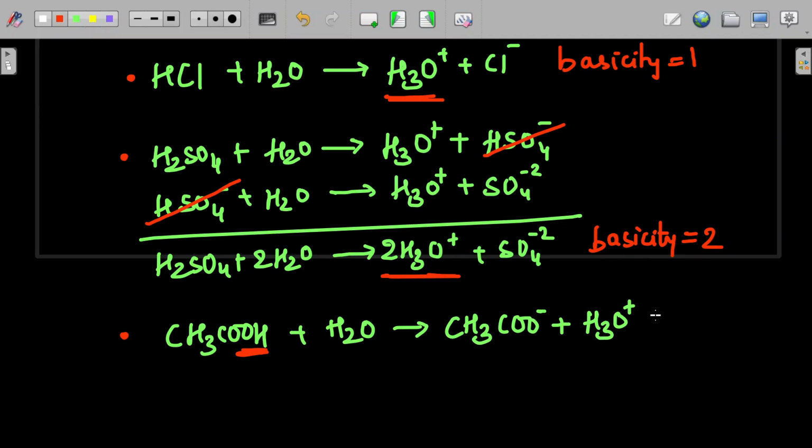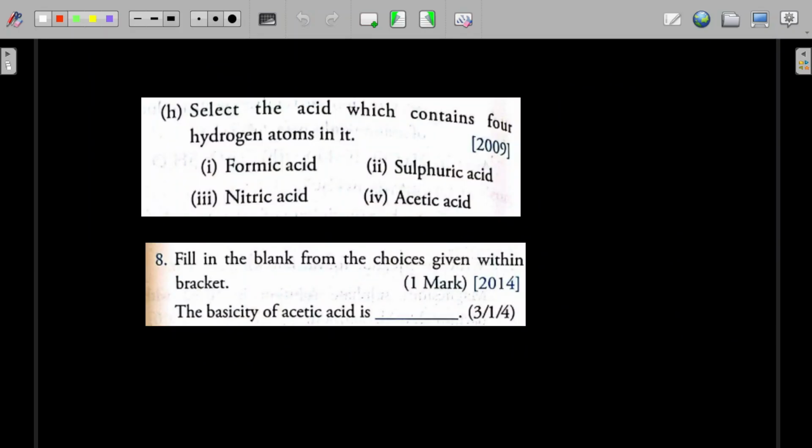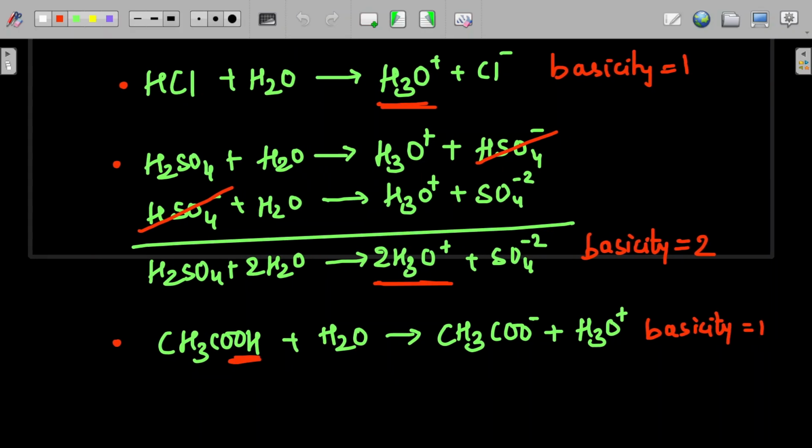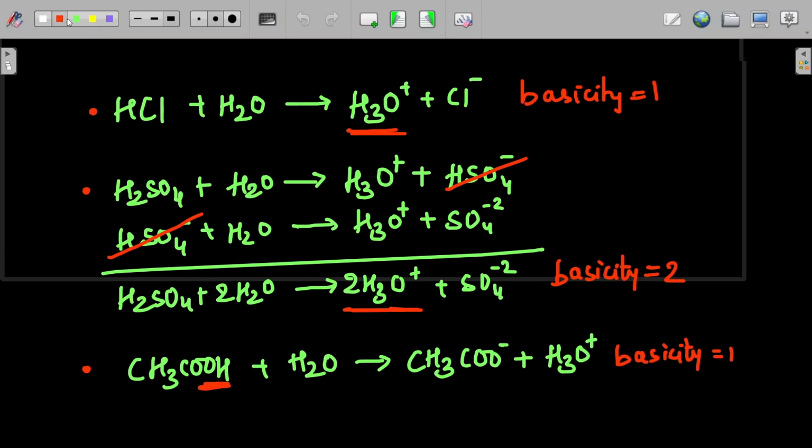Therefore, what is the basicity of acetic acid? It is again 1. Okay. So, it will depend upon the number of replaceable hydrogen atoms, not on the total number of hydrogen atoms. Replaceable number means when you dissolve that particular substance in water, only that many hydrogens will ionize and you will get that many hydronium ions.